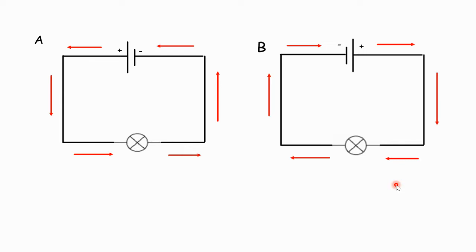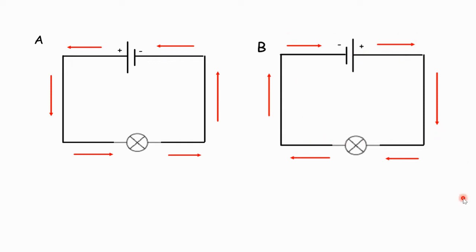So quick recap, conventional current goes positive to negative and actual electron flow goes negative to positive. But what happens if we reverse the direction of a battery? So we take the battery out and we reverse it. Well, obviously, the direction of the current will be reversed. So conventional current here is going anti-clockwise. If we take the battery out and flip it round, then the current can go the other direction.